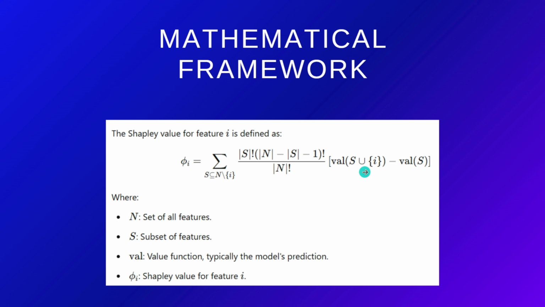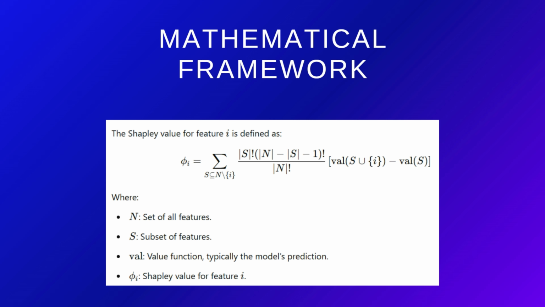And what happens here? Value of S union i minus value of S. What's that? This represents the marginal contribution of feature i when it's added to the subset S. Essentially, it's the difference in the model's prediction when feature i is included versus excluded. So, the formula calculates the weighted average of i's contribution across all possible subsets.